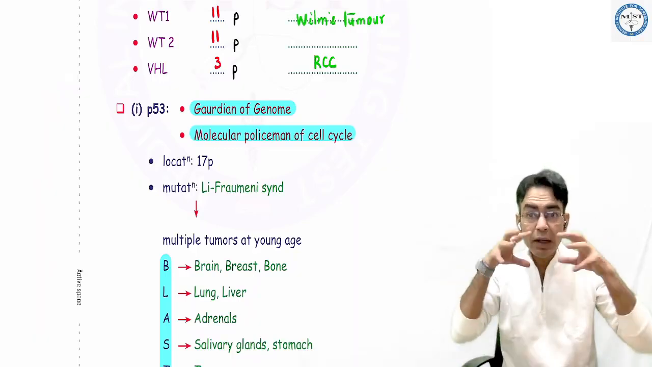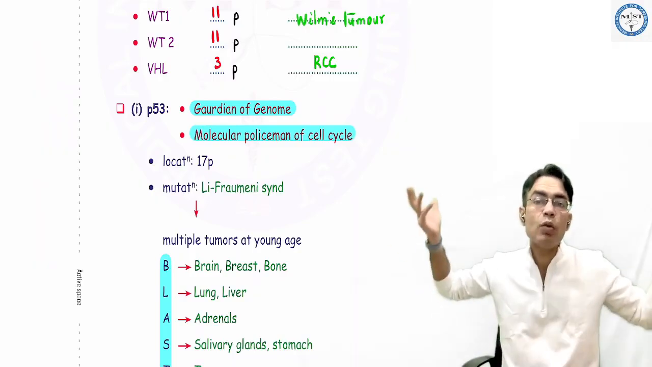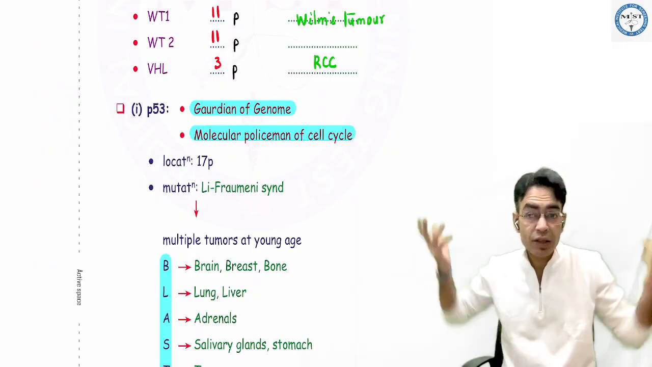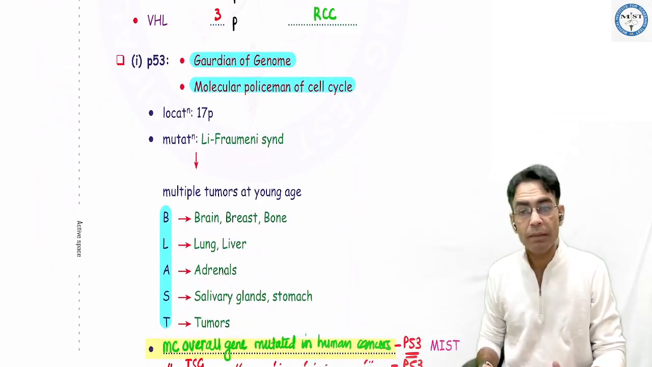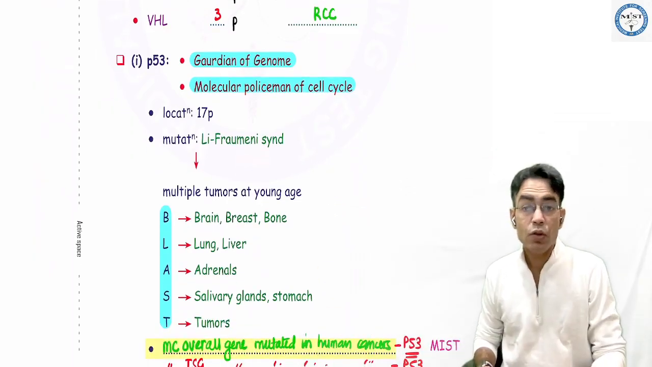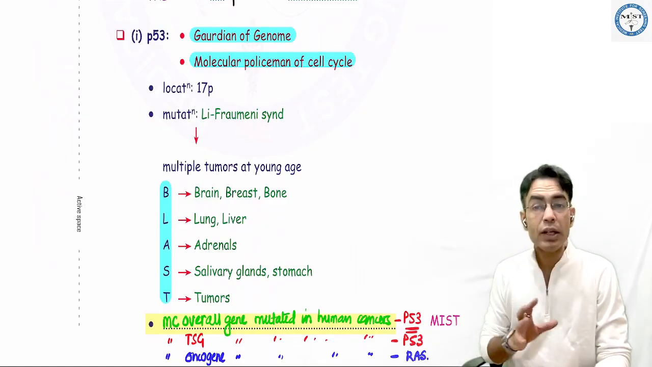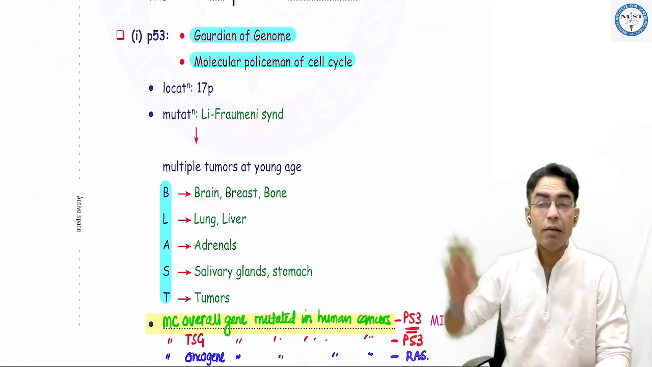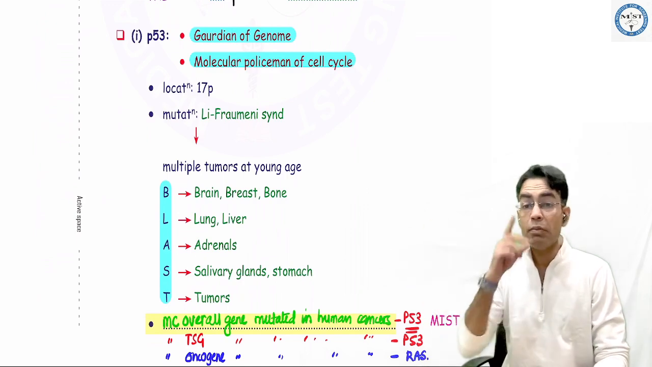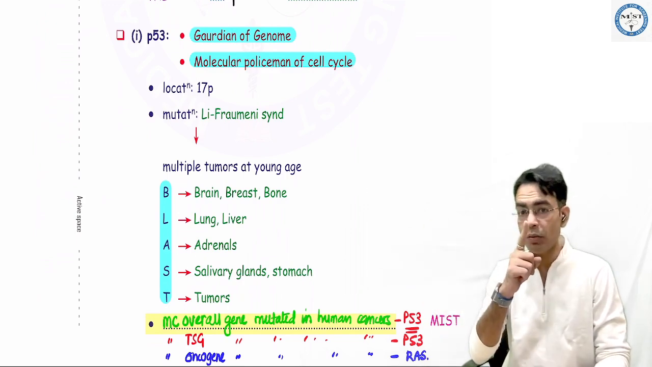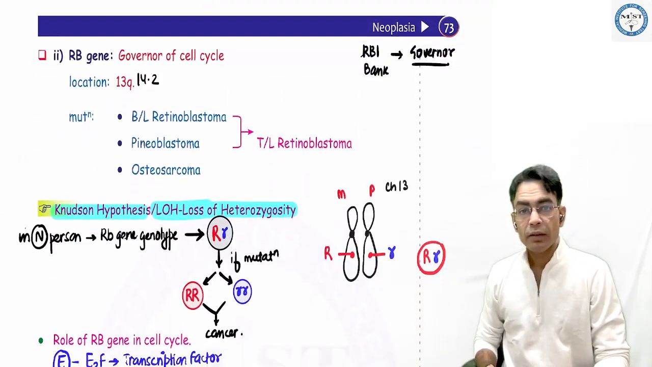So can anybody control this blast? Because now every cell can divide in whatever way it wants because there is no policeman. So whenever P53 is mutated, a blast occurs in the body. Any tumor can develop. So the most common gene overall getting mutated in human malignancies is P53. Most common tumor suppressor gene mutated in human malignancies is P53. But the most common oncogene mutated in human malignancies, that's your RAS.